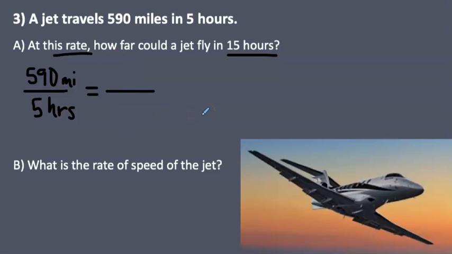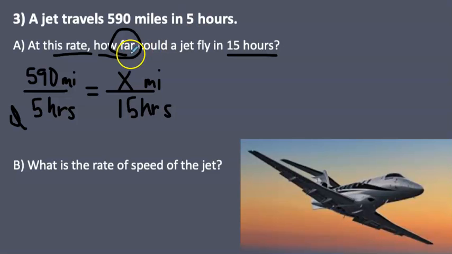Now the 15 hours I have to put in the denominator just like the 5 hours is in the denominator. You want the rate to be the same, so you need miles to be in the numerator just like it is in this rate. You need hours to be in the denominator just like it is in this rate. And we don't know the number of miles, we're being asked how far. We use a variable for that part.